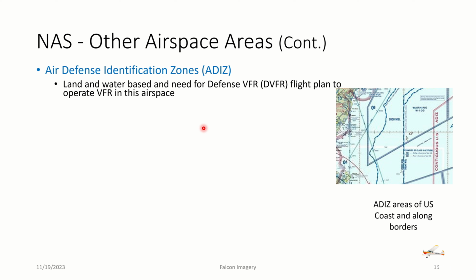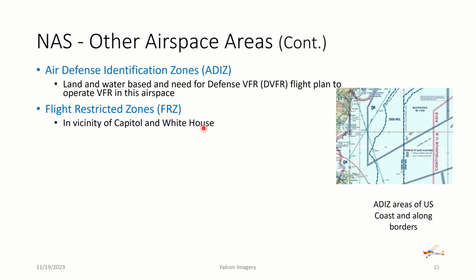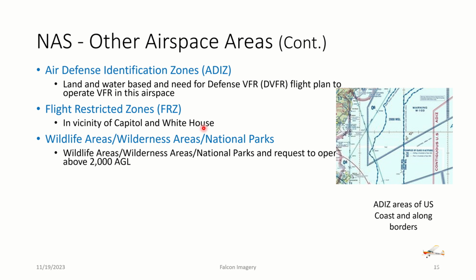A couple others, air defense identification zones. These are land and water-based areas where you need a defense VFR flight plan to actually operate. These are off the United States coast or up near our borders, where you can find these ADIZ type airspaces. And then we have flight restricted zones. One primary example would be in the vicinity of the White House or capital area of Washington, D.C.